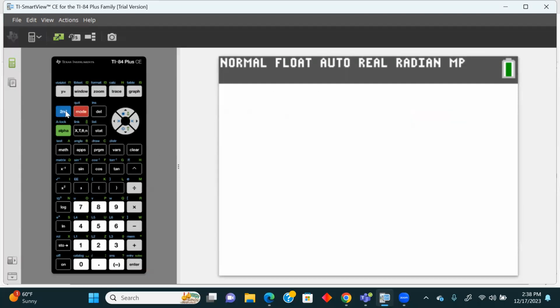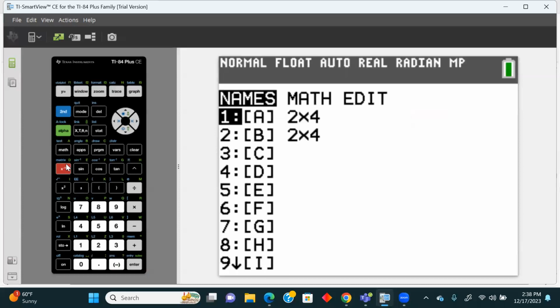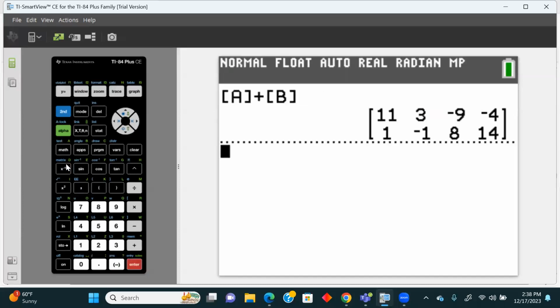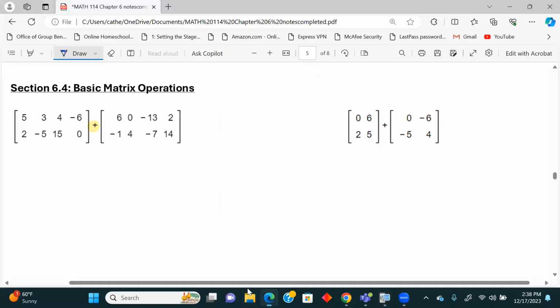Now I'm adding the two matrices together. So I'm going to take A and I'm adding it to B. And that is the answer. So the answer is going to be put in as a matrix into my math lab. I'm not going to try and copy this over here.